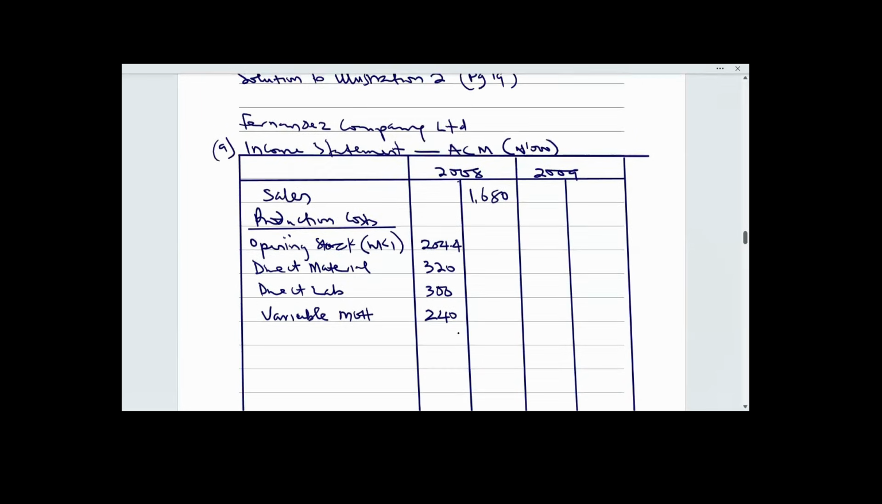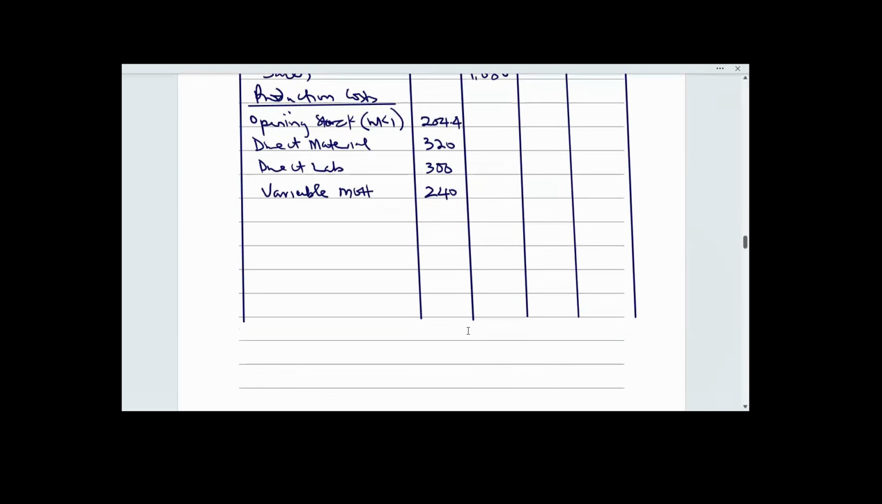Next, remember, we are using the absorption costing method. Therefore, you must include fixed manufacturing overhead. The fixed manufacturing overhead per unit is 3 naira. So 3 naira multiplied by 200,000 units produced will give us 600,000. So add everything together. What do you get? Let's be faster. 1,664,000. So we then less closing stock.